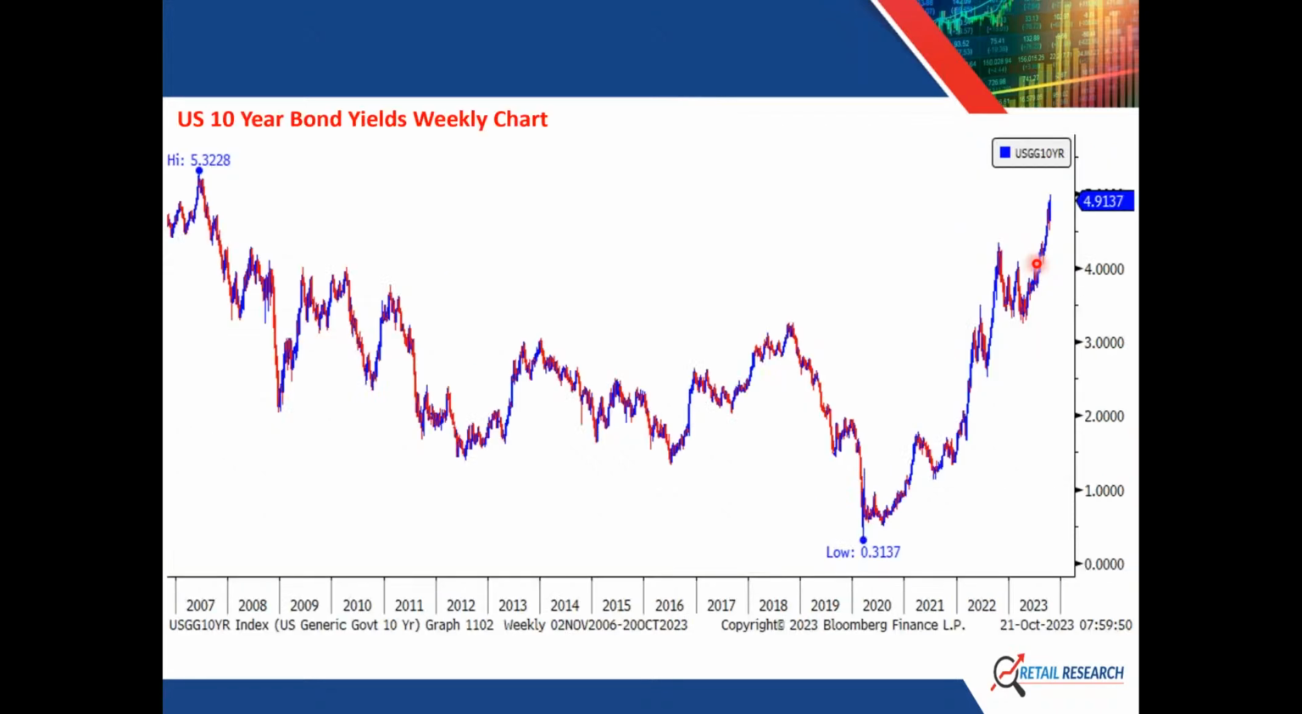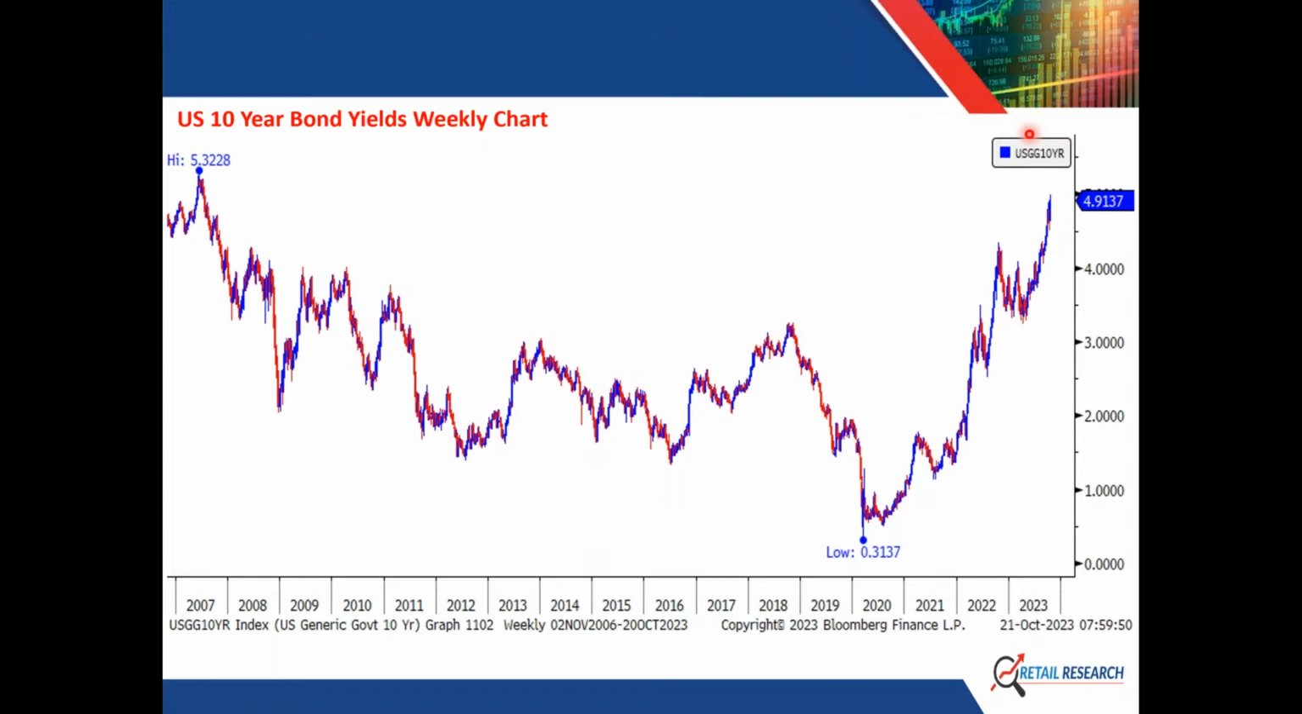This is the chart of the US 10-year Treasury. It suggests that from 2020, when COVID hit, the 10-year US Treasury yield was as low as 0.3%. From that 0.3%, now we have gone as high as 5%. Recently, it hit 4.9, and in yesterday's session it has come down to 4.91. This is a major worry.